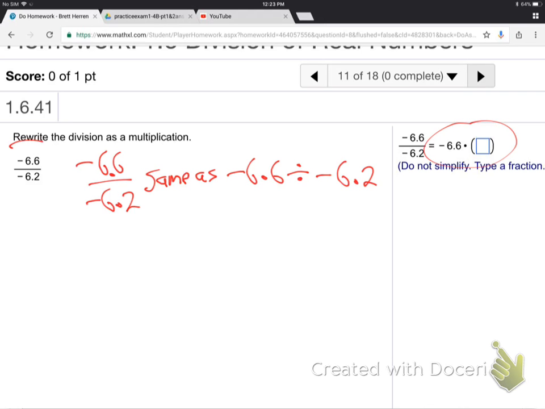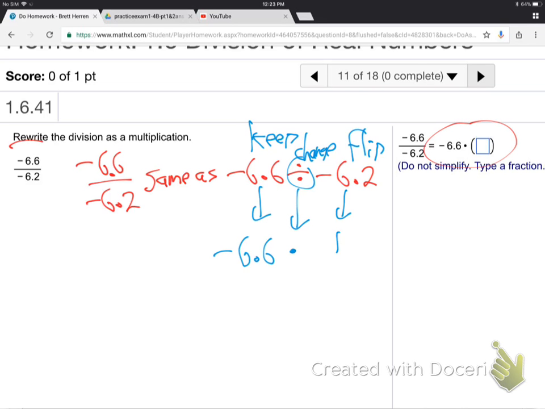Now we can do our keep, change, flip thing. That'll be easy to apply. We just keep this, change the sign in the middle, flip the thing on the right. So keep this the same. Change the sign. What do you change division to? To multiplication. And you flip the 1 on the right, so it'll be 1 over minus 6.2. And that's what they want you to put in the box.